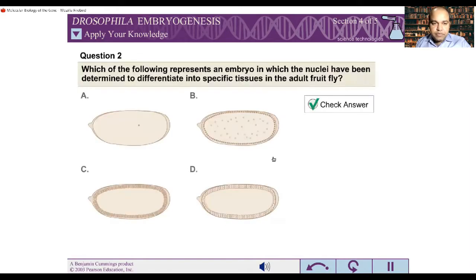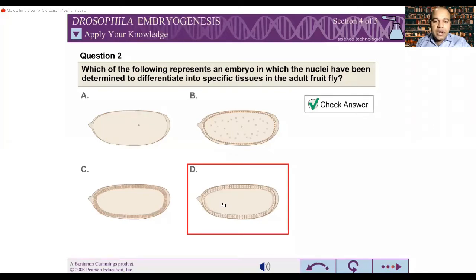Moving forward. Question 2. Which of the following represents an embryo in which the nuclei have been determined to differentiate into specific tissues in the adult fruit fly? Now you have 4 different diagrams in front of you. You just have to choose one of them. According to the question, you must identify in which of the following embryos the cells have been irreversibly determined in order to develop into an adult fruit fly. The cellularization of the cells will lead to the irreversible determination of the cells.